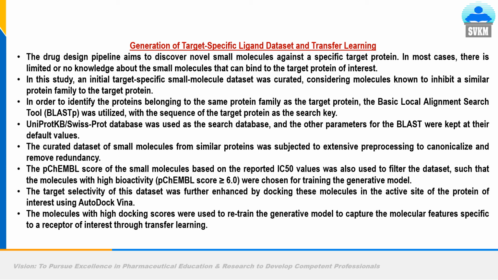In order to identify the proteins belonging to the same protein family as the target protein, the Basic Local Alignment Search Tool was utilized. Then the curated dataset of small molecules from similar proteins was subjected to extensive pre-processing to canonicalize and remove redundancy. It is important. You should remove all unwanted garbage data. Now, the pIC50 score of a small molecule based on the reported IC50 values was also used to filter the dataset.